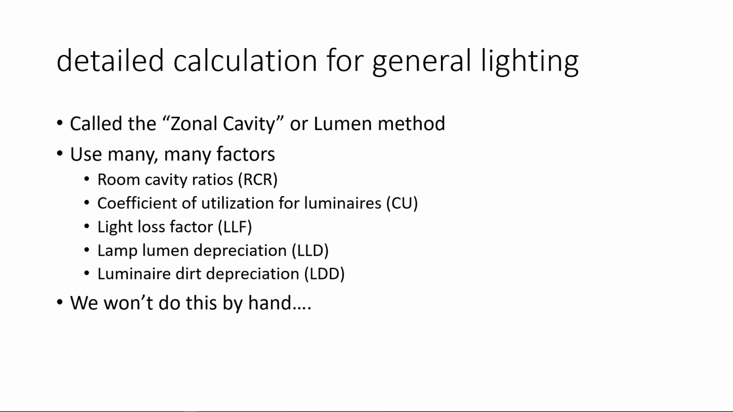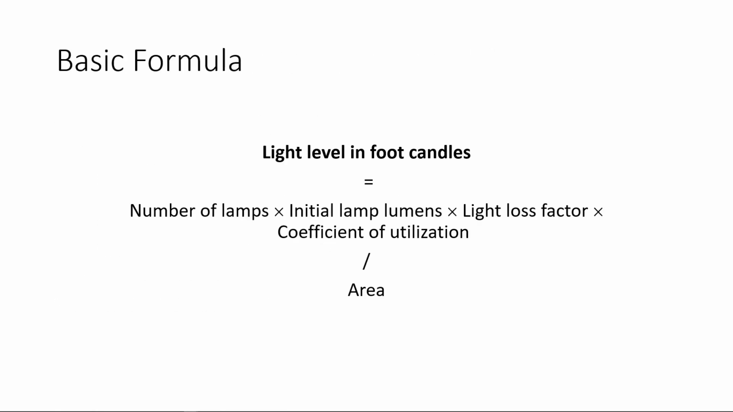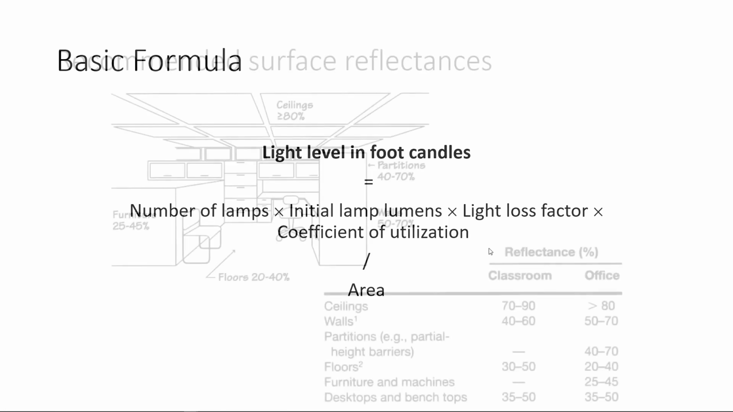But sadly, I know you're all looking forward to really digging into some numbers, but we won't do this by hand. You do need to know that it exists and that it can be done. And typically you're going to call up your friendly neighborhood manufacturer's rep or a lighting designer or an electrical engineer to help you out with these. Now, the basic formula for this is the light level in foot candles. That's what we're always shooting for. It is the number of lamps times the initial lamp lumens times the light loss factor times the coefficient of utilization divided by the area. That sounds simple, doesn't it?